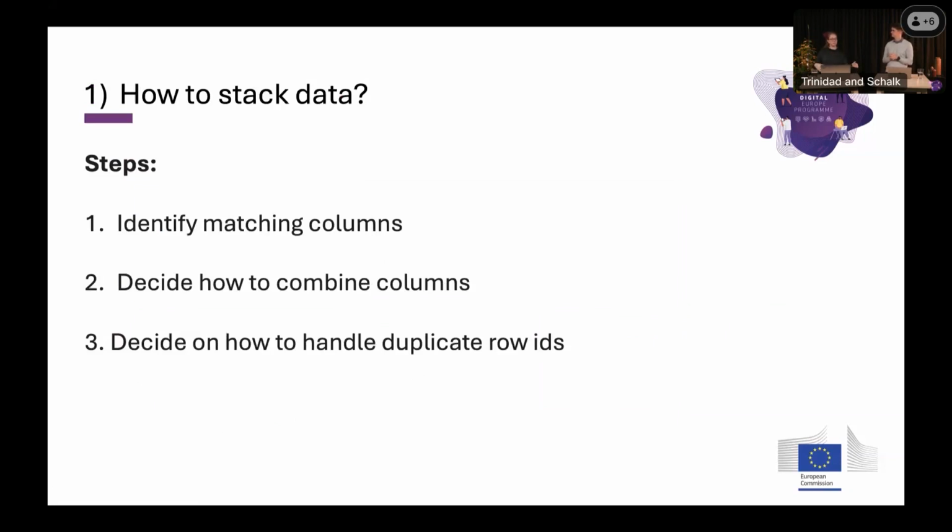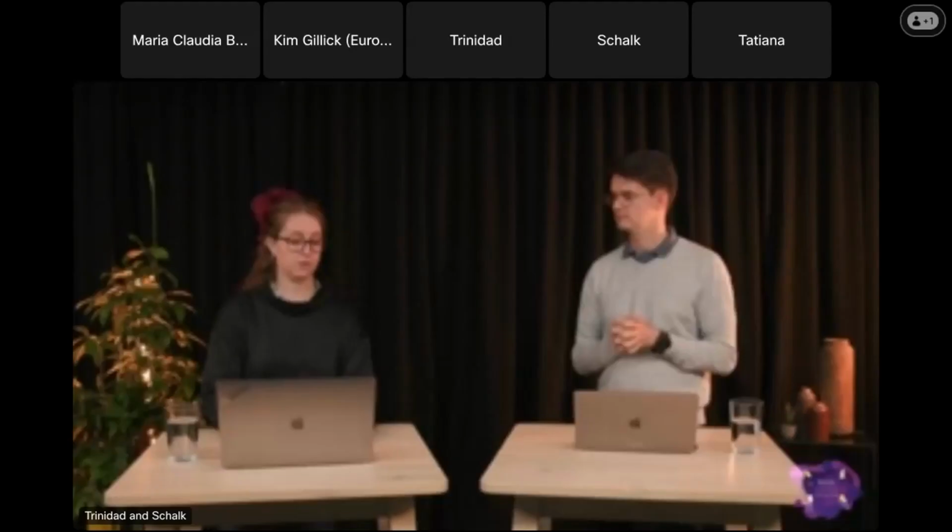And in this platform, we do 3 steps. First, we identify the matching columns, which we already did in session 2. Then we decide how we're going to combine these columns. We're going to show it in 1 minute. And then if we have duplicate row IDs, so it's different from the project ID, the row ID, we say, okay, whether we want to identify them or not. Let me quickly jump into it now, so I can show everyone how to actually do it.